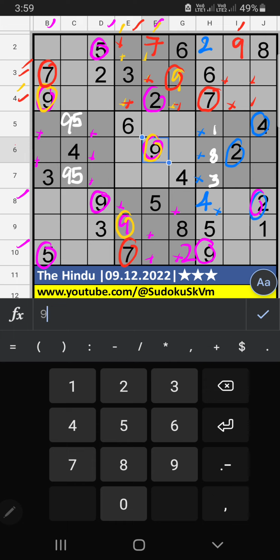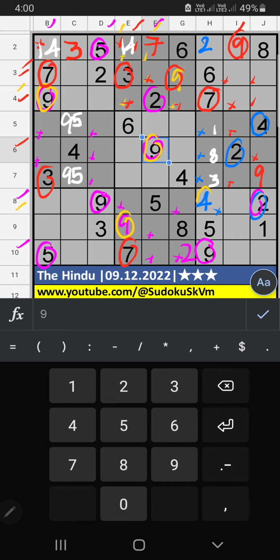Column I, 6th row we have 9. So 9 can't come in these cells. The 9 is confirmed here. Column E, column B we have 3. So 3 can't come in these cells. Then 3 is confirmed here. Then second row, 2 numbers are remaining, 1 and 4. It will come in another two cells. We will confirm later.